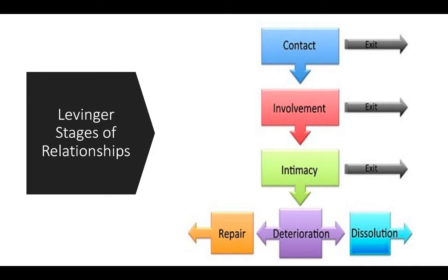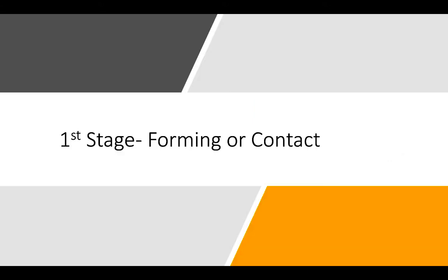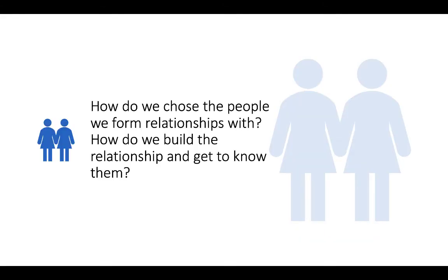Now, I know that we move through relationships, and so one of the things that I often say is that relationship development actually goes in cycles. The first cycle or the first stage is forming or contact. And so for this one, I'd like you to think of a romantic relationship. And I want you to think about, how do you form a romantic relationship? How do we choose who we want to have a relationship with? And then how do we build the relationship to get to know them a little bit better?